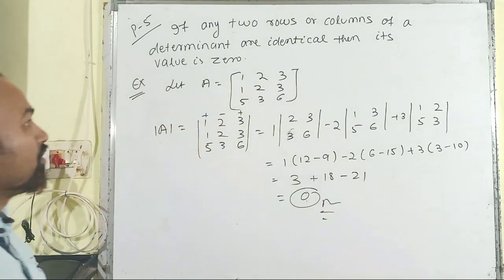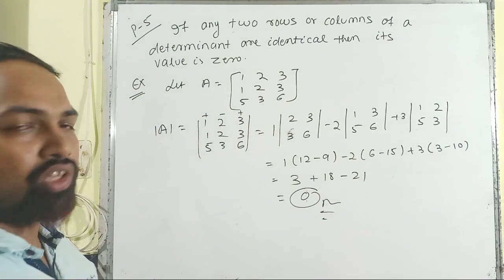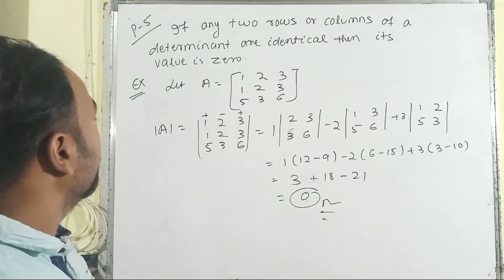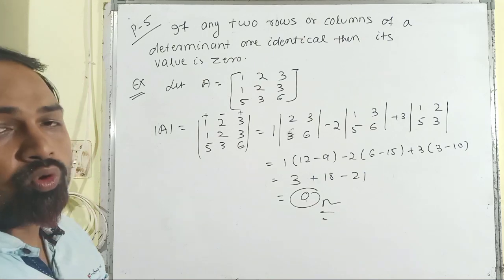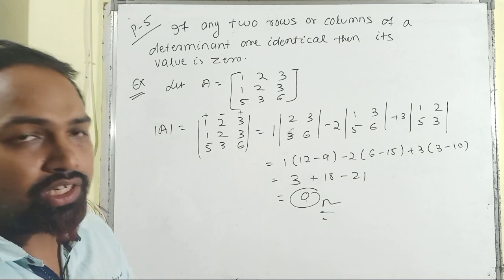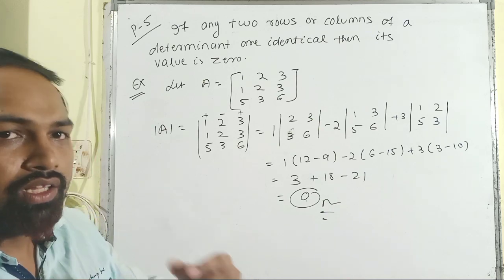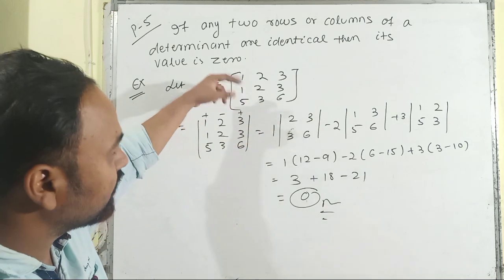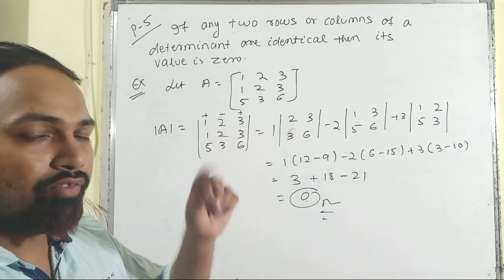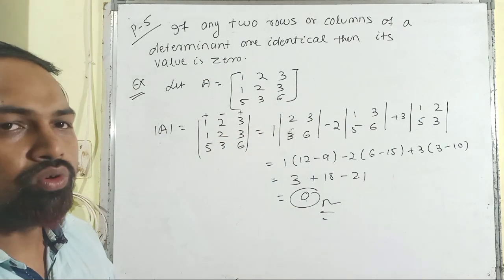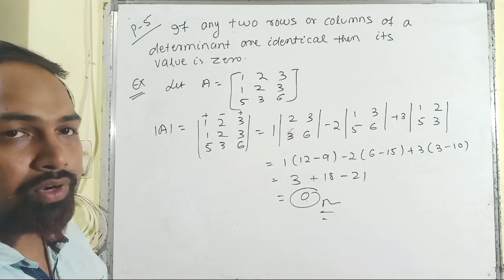So that is all about property number 5 and the example based upon it. That means here we have studied that if any two rows or any two columns of a determinant are identical, that means all of the corresponding elements are equal with each other, then the value of that determinant must be equal to 0. Then let us move towards property number 6.